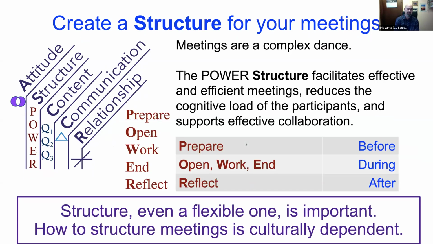So the next aspect of the ASCCR framework is structure, the S. And so we believe that meetings with domain experts are very complex. There's a lot to think about. And by having a structure, we're able to free up space in our own brains to think about the hard things, which is, what is this scientific question?